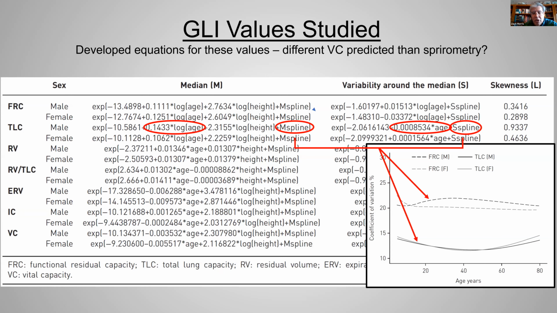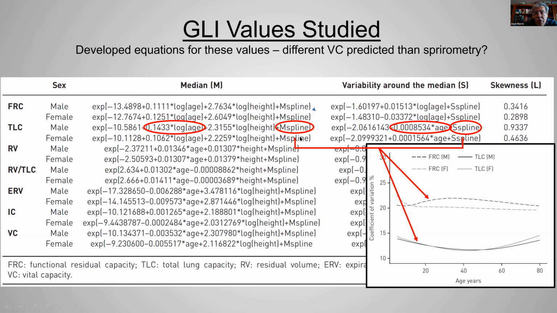Now, don't make an attempt to really look at this slide in any detail. The point I wanted to make here is they did give us predicted equations for a lot of different values related to volumes. But what I wanted to call your attention to is that, unlike the previous authors of Crapo and others, GLI age does have an effect. It's a small effect. Notice it's kind of a decimal point here.